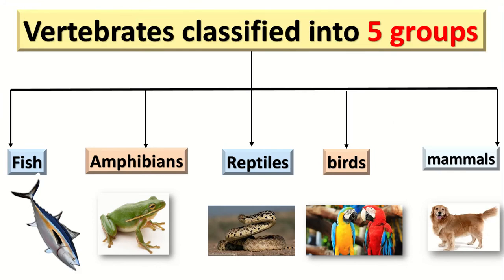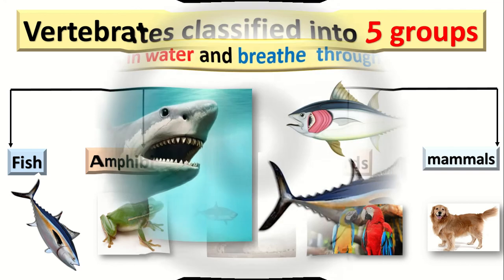The vertebrates are classified into five groups. 1. Fishes. 2. Amphibians. 3. Reptiles. 4. Birds. 5. Mammals. Fishes, amphibians, reptiles, birds, and mammals. So how many groups for vertebrates? Five groups. Excellent.